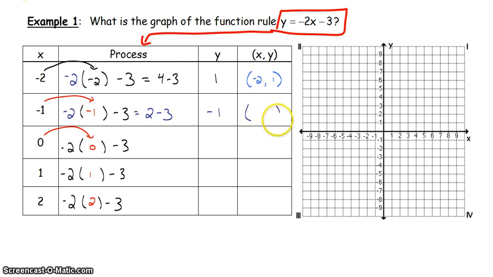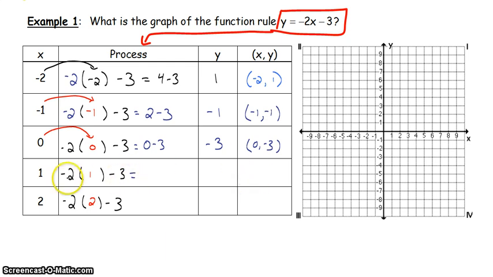So in this case, my ordered pair, my x was -1. My y is -1. Make sure you have parentheses. Those are important. Make sure you have a comma separating them. In the next one, -2 times 0 is 0. I subtract 3. 0 minus 3, again, use your calculator. You get -3. Check your ordered pair. Your x is 0, your y is -3.